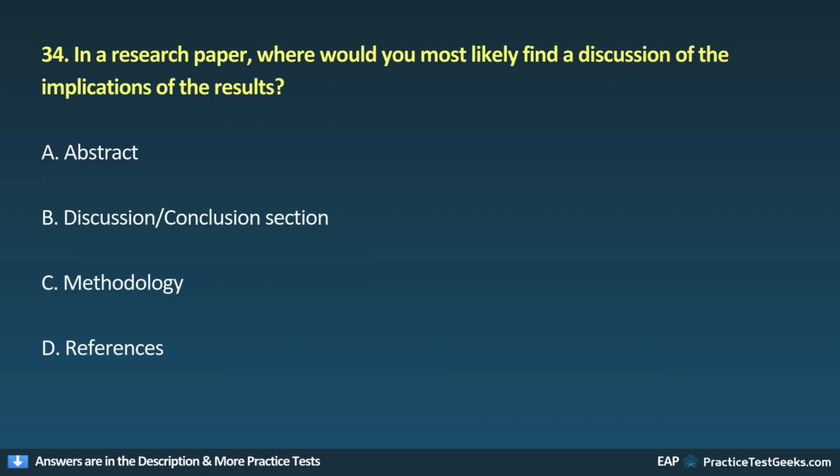34. In a research paper, where would you most likely find a discussion of the implications of the results? A. Abstract. B. Discussion/conclusion section. C. Methodology. D. References.